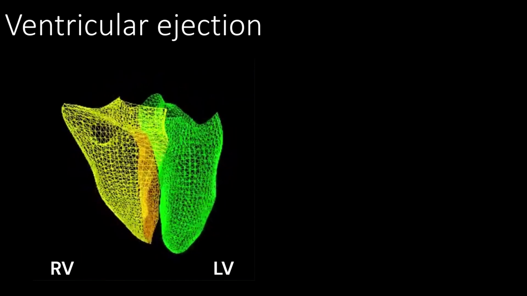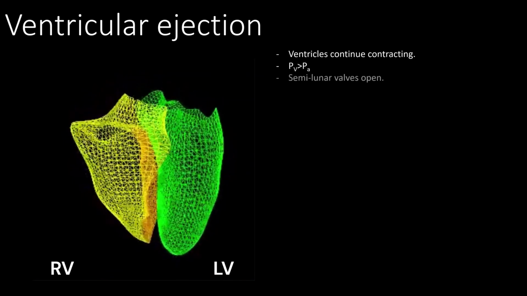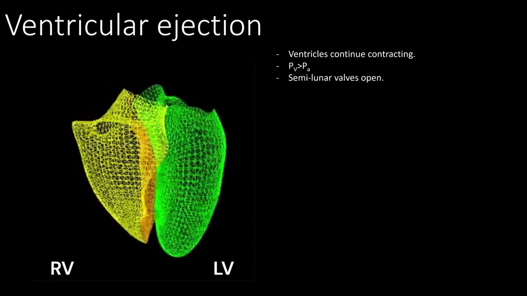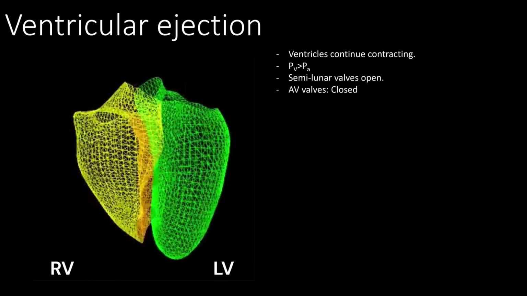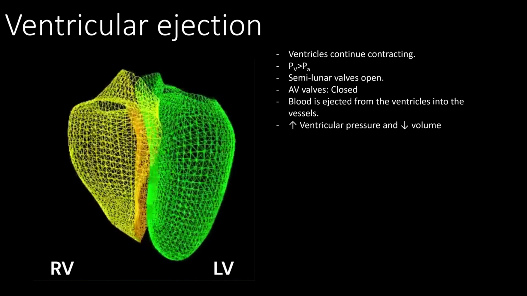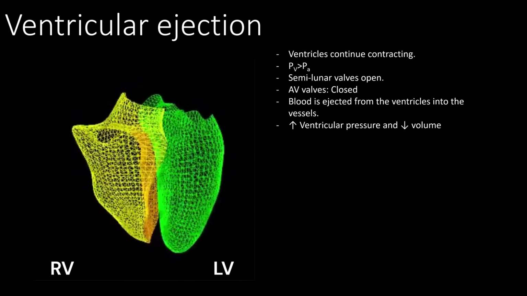Ventricular ejection occurs once the pressure in the ventricles has risen above the pressure in the arteries, resulting in the opening of the semilunar valves. This allows the blood in the ventricles to flow out and into the aorta if coming from the left ventricle, and into the pulmonary trunk if coming from the right ventricle.